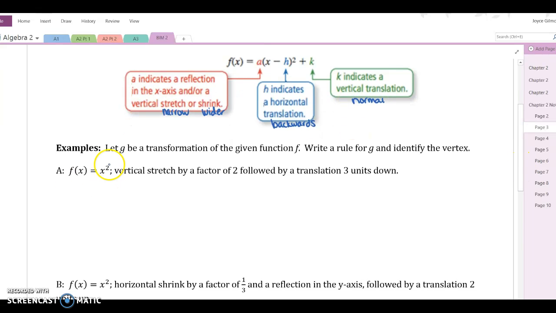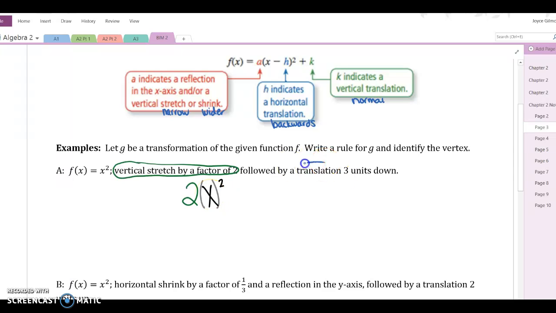So we're going to start with f of x equals x squared. We need to do a vertical stretch by a factor of 2. Vertical stretches and shrinks happen outside of the parentheses, so we need to put a number in front of the parentheses. Well, do you notice that there's no parentheses here? So we're going to put that 2 directly in front. If there were parentheses here, they would be directly around the x. So you could even think of it as parentheses being there.